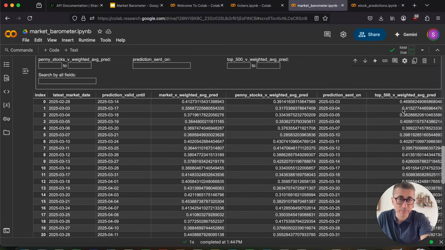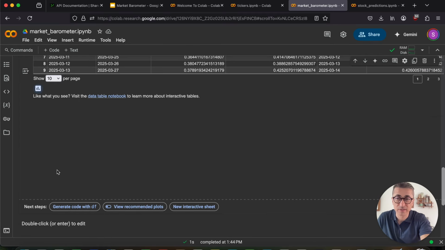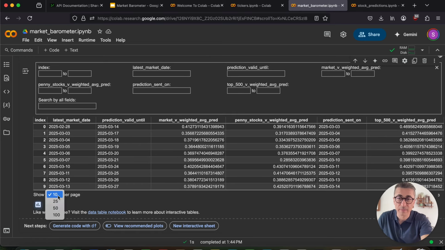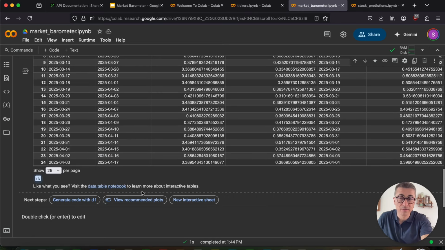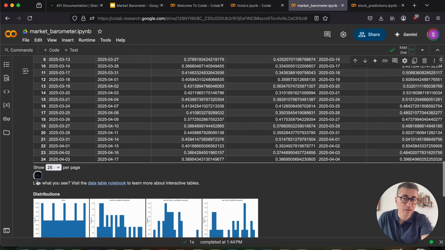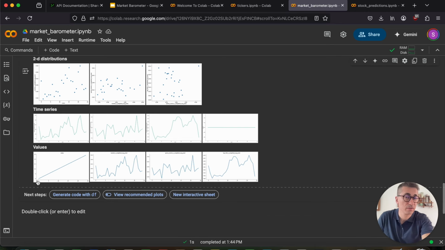It's also possible to say how many rows you want to see in the results, maybe 10, or 20, 25, and so on. It's also possible to click on this button here and check out some suggested charts. It's going to provide you a lot of suggested charts, or you can generate your own charts as well. So if you happen to use Google Colab, all of this functionality will be available by default.